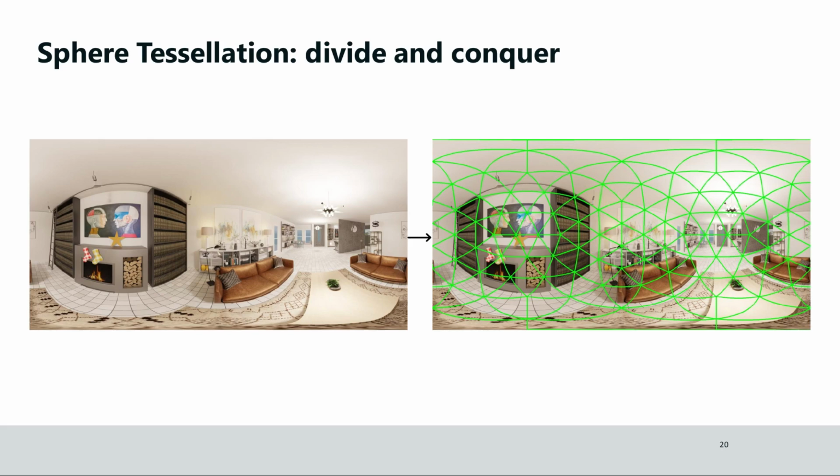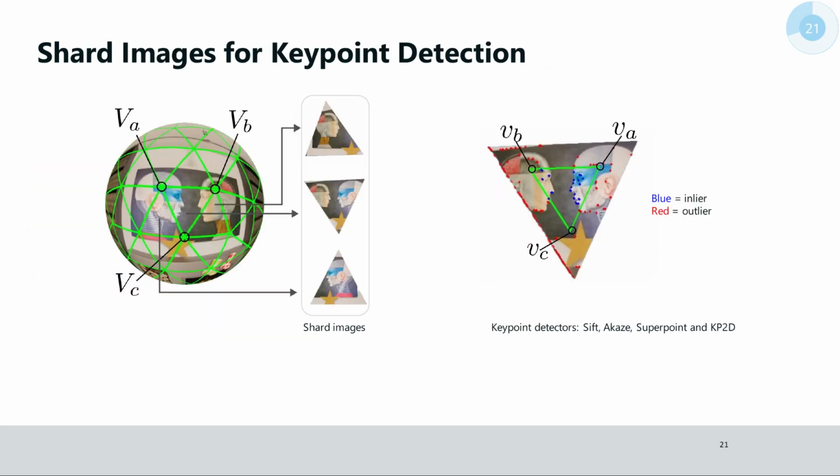Then, for each local approximation, we create what we call a shard image. A shard image is the projection of the local image defined by the vertices VA, VB, and VC, shown on the left, onto a local tangent plane, but extending this local image by a margin as shown on the right. The purpose of this margin is to provide enough visual context for the computation of keypoint descriptors, especially those lying near the border of the local image.